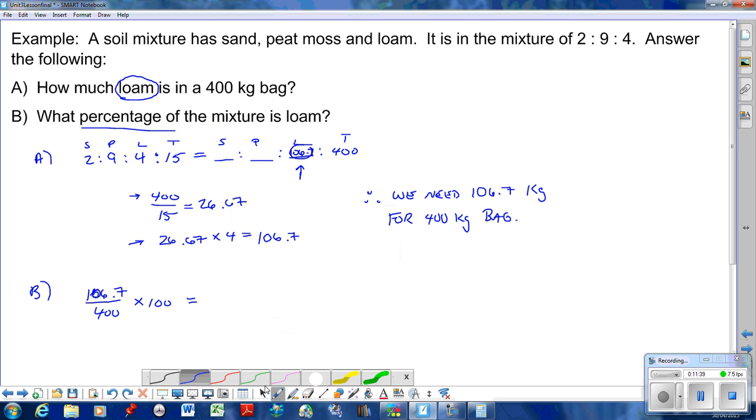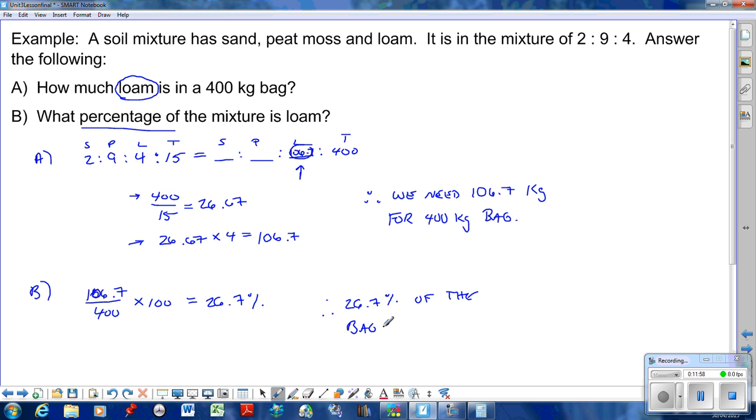26.7%. So we find that 26.7% of the mixture is loam. So therefore, 26.7% of the bag is loam. And there you go.